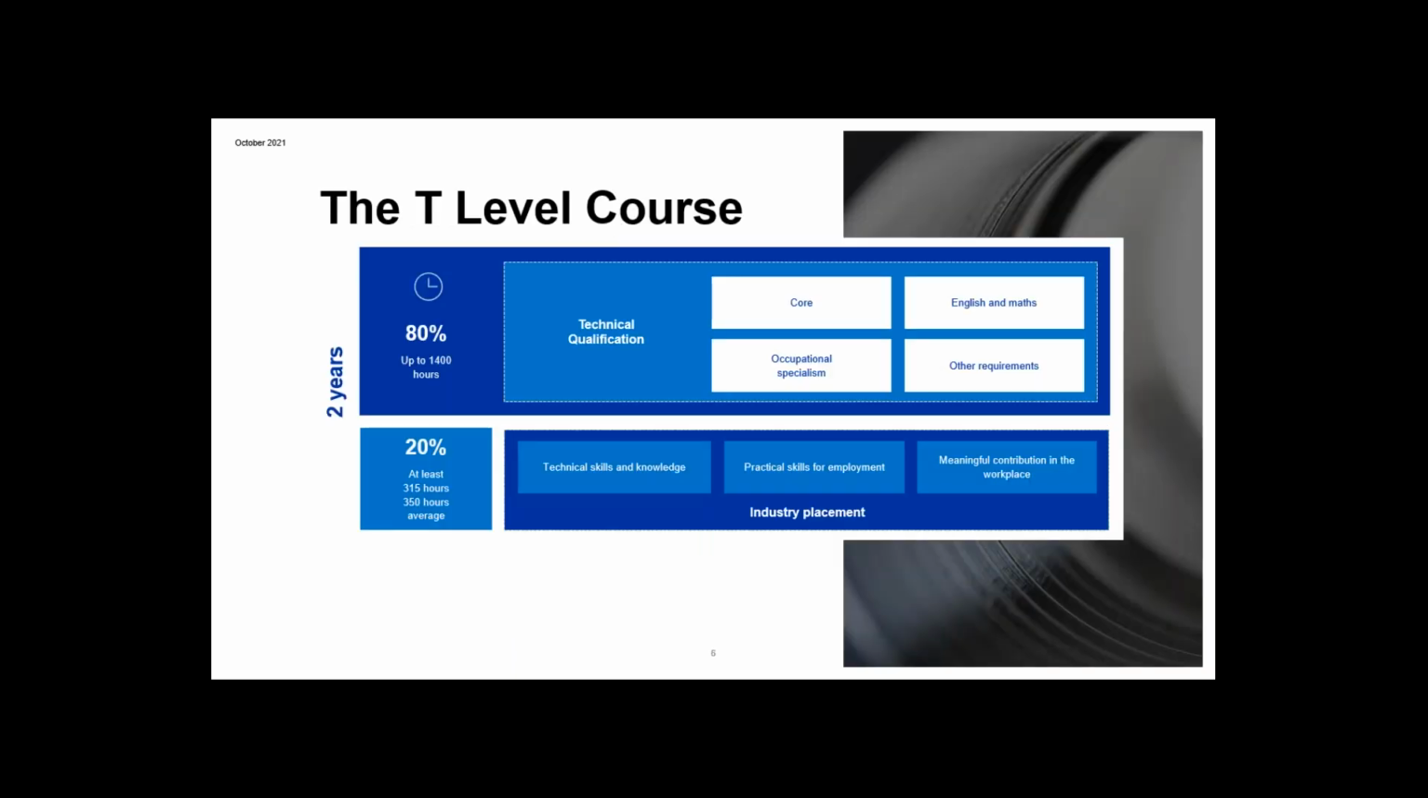Moving on to our next slide, I'm showing you this because the T-level is split 80% classroom based and 20% industry placement, so on the job, as opposed to apprenticeships, which are 80% on the job and 20% formal learning. So I just wanted to show you that slide to clarify one of the key differences in how that post-16 full-time learning works for you.